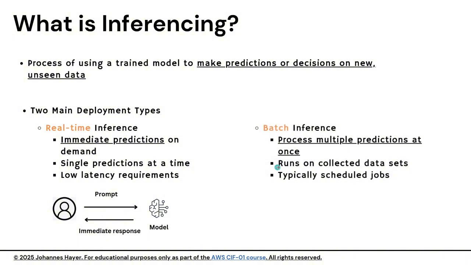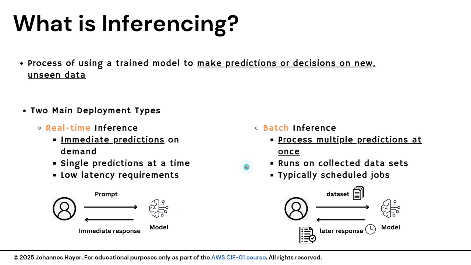And batch inference, on the other hand, is when we process multiple predictions at once. Instead of immediate responses, these are typically scheduled jobs that run on collected datasets. It's like analyzing customer feedback overnight.